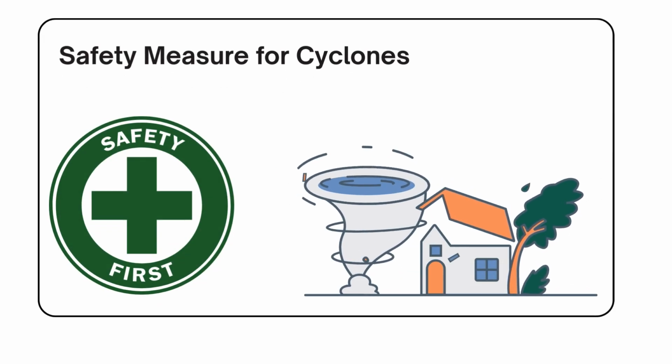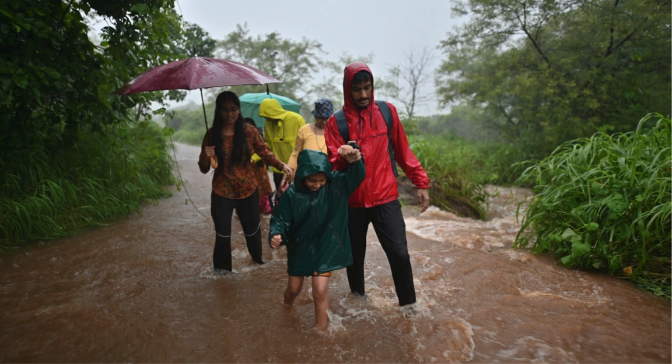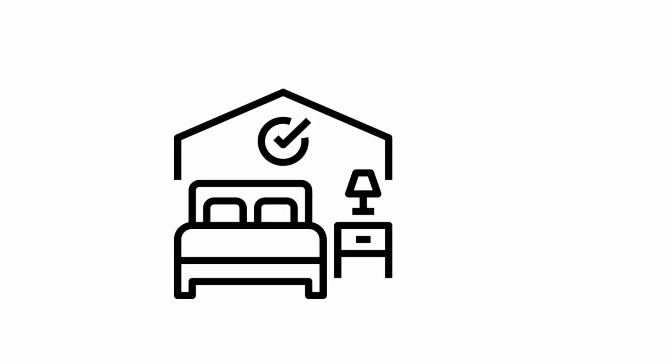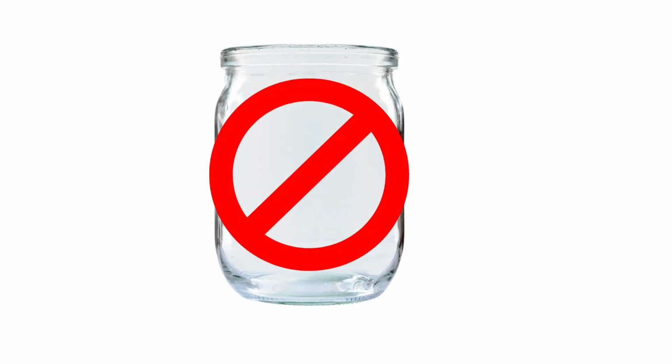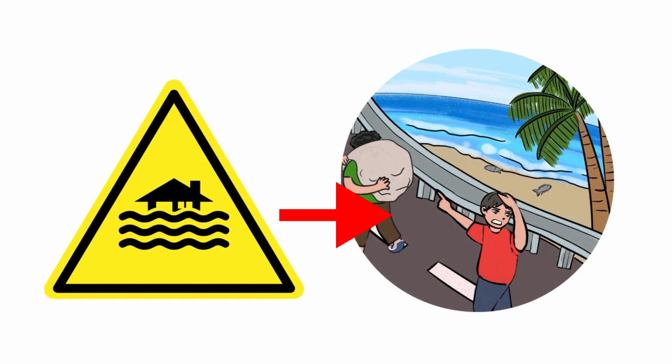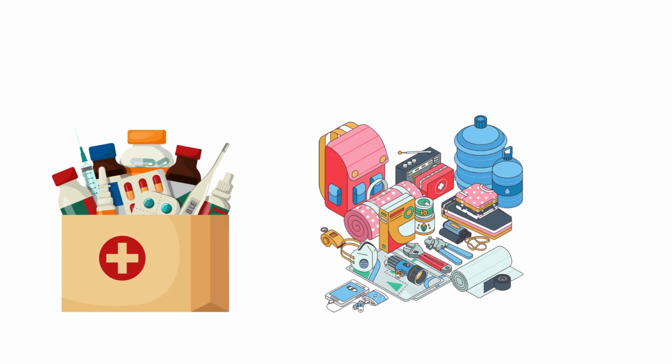Safety measure for cyclones. In case of a cyclone, seek shelter in a storm-resistant building or an interior room away from windows. Avoid glass objects and stay indoors until authorities declare it safe. If you live in a flood-prone area, move to higher ground. Always have an emergency kit ready with water, food, a flashlight, and a battery-powered radio.